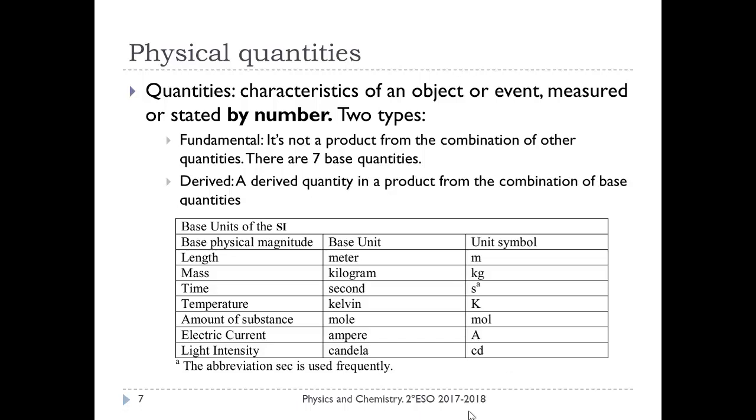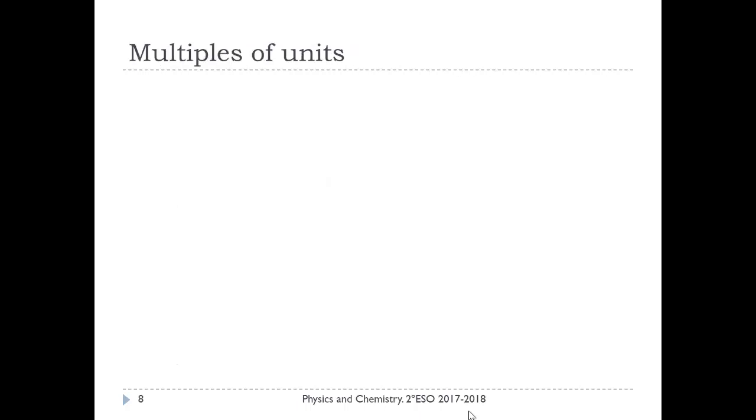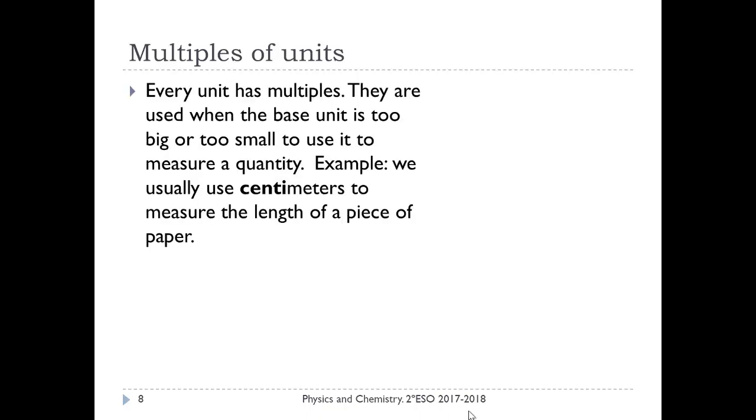When you are writing a report, maybe of an experiment you've done, you should always give the units in SI. Well, the units should be SI always. And each unit also has submultiples and multiples. When, for example, a unit is too big or too small to measure a quantity, we use these. For example, if you want to measure the length of a paper, you won't use meters because that's maybe too big, but you can use centimeters or millimeters in order to get a clear result.